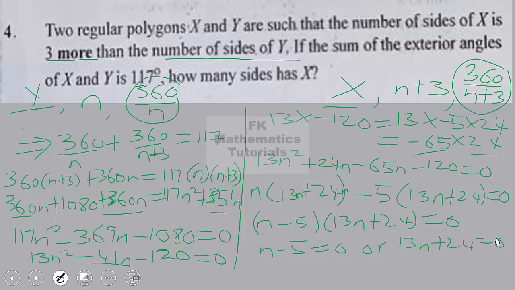So since we can't get decimal or negative sides, we discard this one. We continue with n minus 5 equals 0. Therefore, the number of sides is 5. But we're asked to find the number of sides that polygon X has, which is n plus 3. Therefore, polygon X has 8 sides.